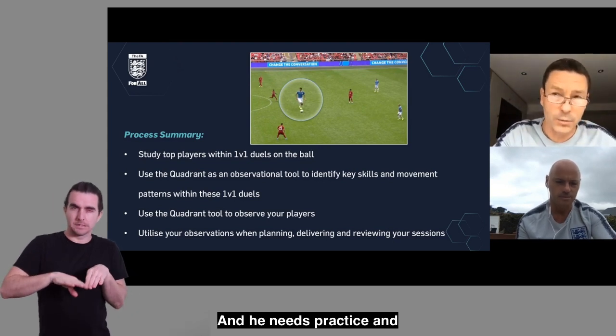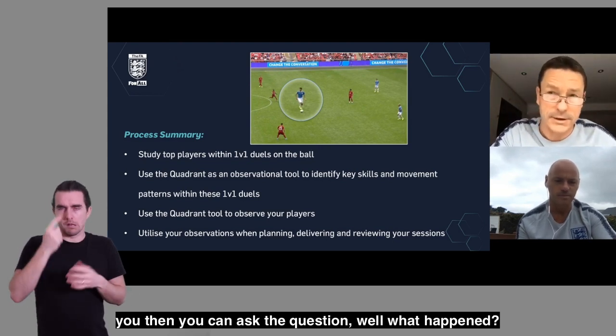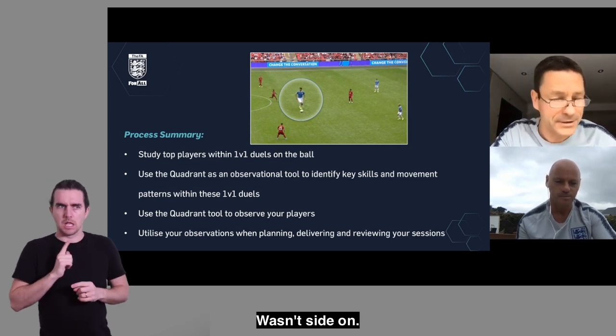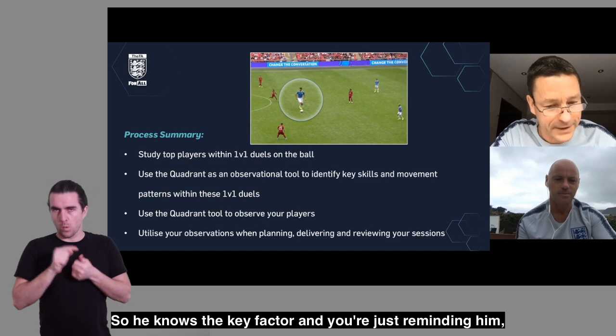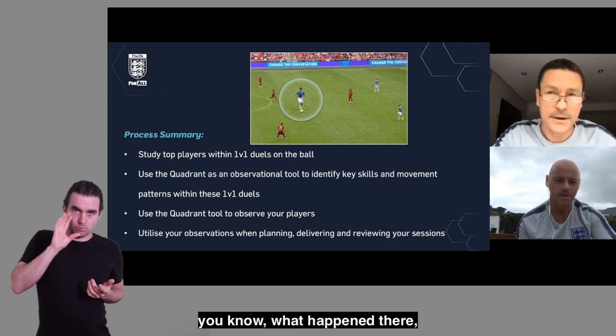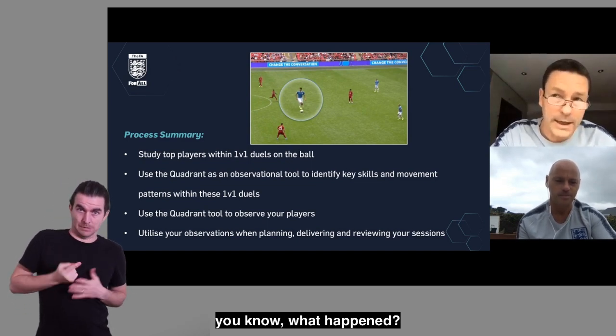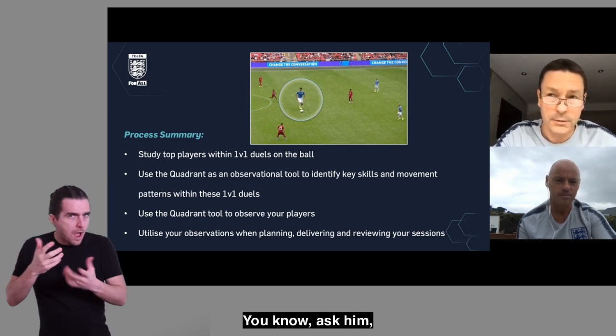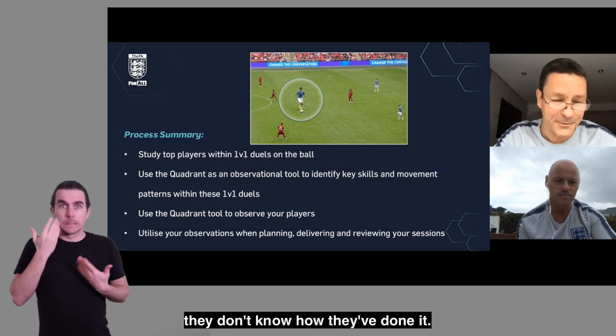And you need to practice. And when it doesn't go right, then you can ask the question, well, what happened? Why didn't you turn? Well, I wasn't side on. So he knows the key factor, and you're just reminding him, what happened there? Why? How did you do it? What did you do? Ask him, because sometimes they can do it and they don't know how they've done it.